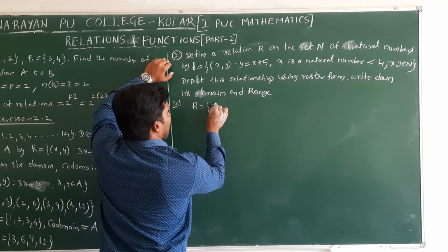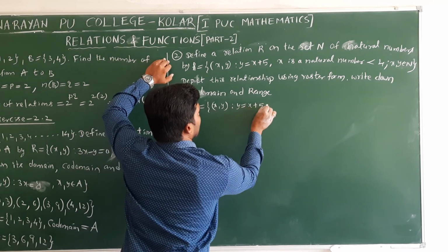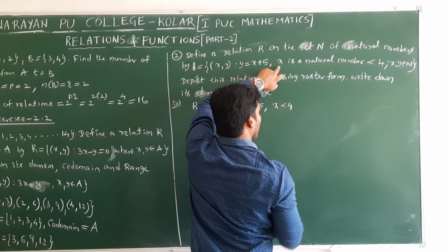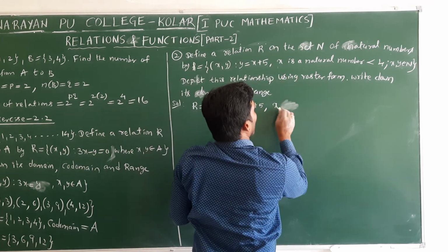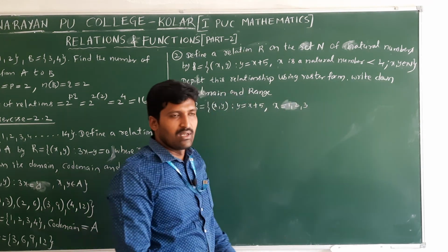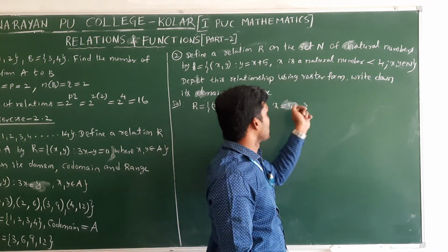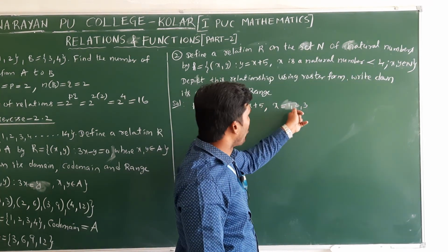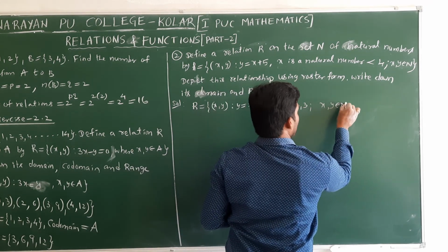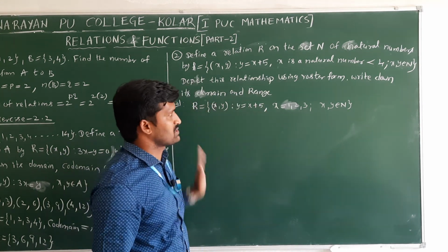What actual relation is given? (x, y) such that y is equal to x plus 5, x is a natural number that is less than 4. Less than 4 means what x values are possible? Only 1, 2, 3, that's all. This condition also we need to use. But here x and y both belong to natural numbers. For these x values we need to find y, that gives the only possible ordered pairs.